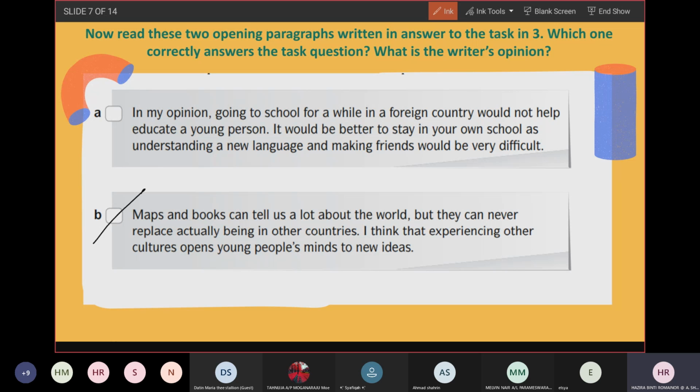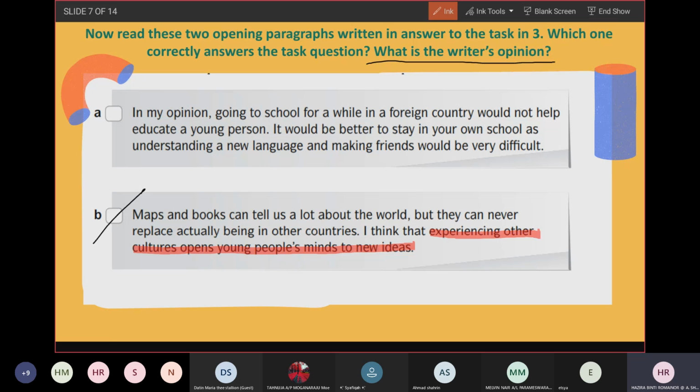Okay, this is how you are going to start your essay to answer the question in 3. Ini adalah perenggan permulaan or introduction paragraph to start off your essay for that question just now. So the question, which one correctly answered the task question? The answer is B. So what is the writer's opinion? Apa pendapat writer dalam B? Pendapat dia is, okay, this is pendapat dia. Experiencing other cultures opens young people's mind to new ideas. That is the writer's opinion.